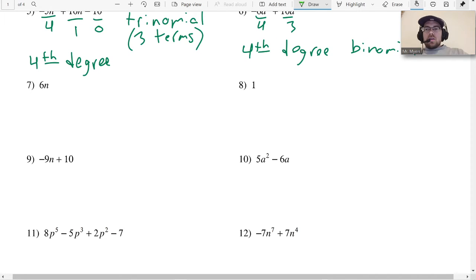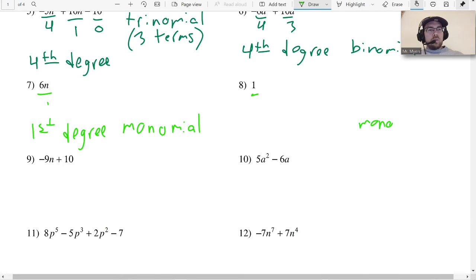Scrolling. So this one, it's got 1 thing. Monomial. And it's a power of 1. So it's linear, or we can call it first degree. First degree monomial. All right, this one right here. 1 thing, so it's a monomial. But that has a degree of 0. There's no variable for that. So this one's actually a 0 degree.